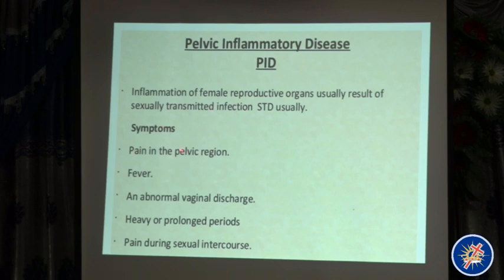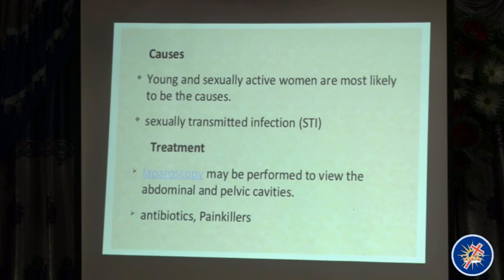Symptoms are pain in the pelvic region. Sometimes you experience fever, abnormal vaginal discharge, which tends to be smelly, heavy or prolonged periods. Periods become very heavy, and then pain during sexual intercourse. So those are the symptoms you experience when you have PID. And again, the causes are when people are young and sexually active. That's when they get this problem.